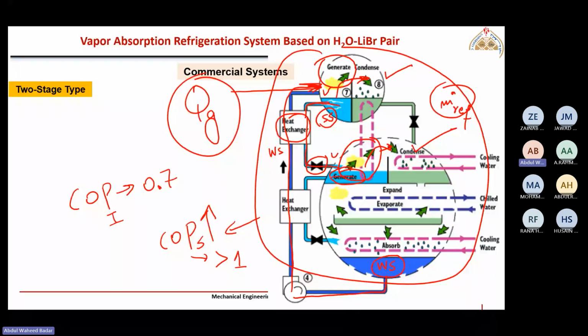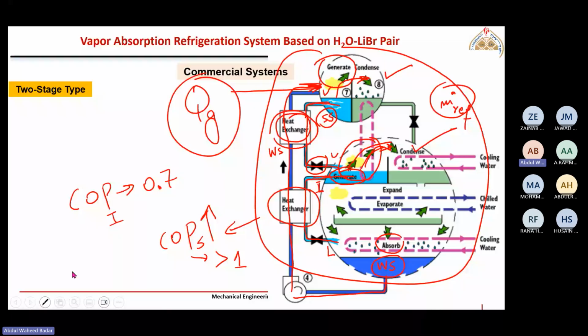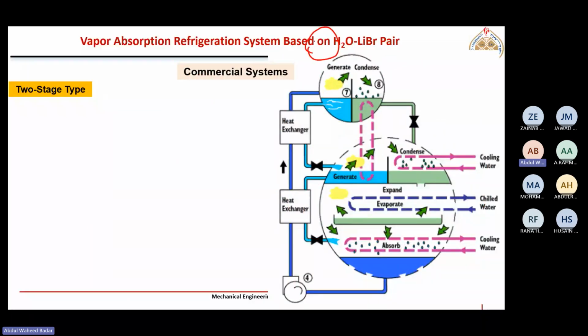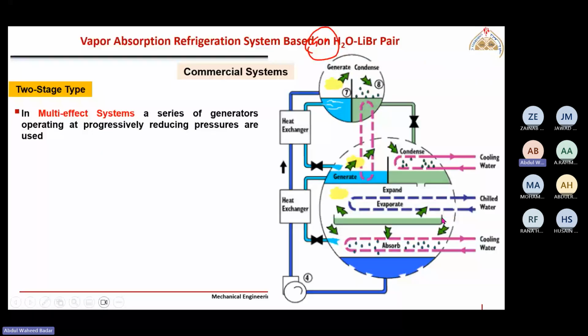And then from this strong solution some more refrigerant is evaporated, then this strong solution is going to the absorber section, and in between this low or intermediate generator and low pressure absorber, there is another heat exchanger. So there are two heat exchangers. Okay, so that's how this system is working. In a triple stage system, we can have another generator and condenser at very high temperature. So maybe at 200 degrees Celsius, we can have another generator and absorber, right? So we can have triple effect.